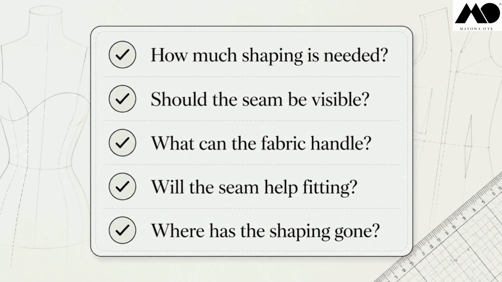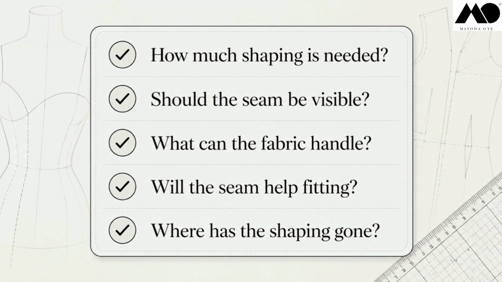Number four, will the seam help with fitting? If you want more adjustment points, use a princess seam. Number five, and the most important question of the checklist: where do you want to put the shaping? Because surely the shaping has to go somewhere. You can't just remove it and expect the garment to behave correctly.